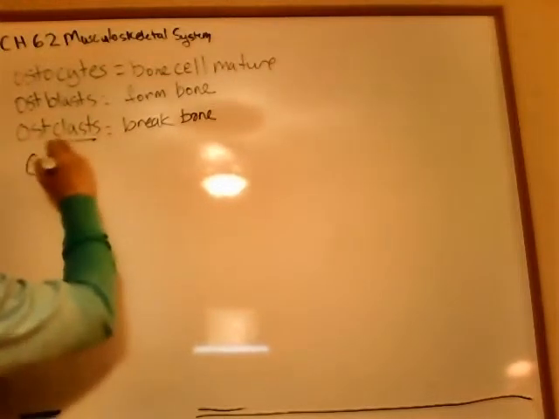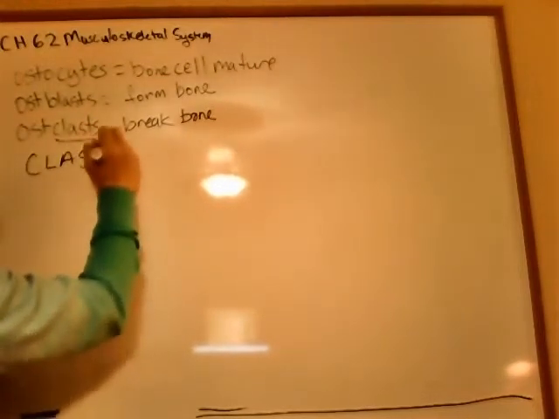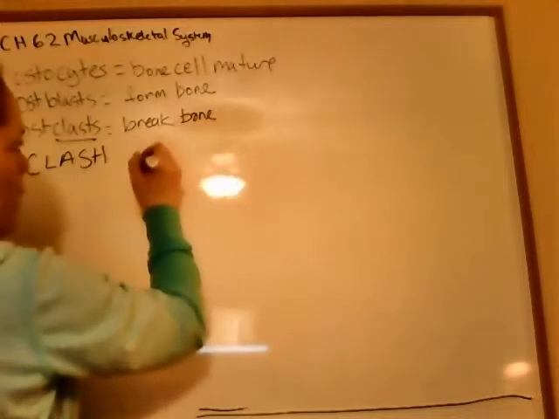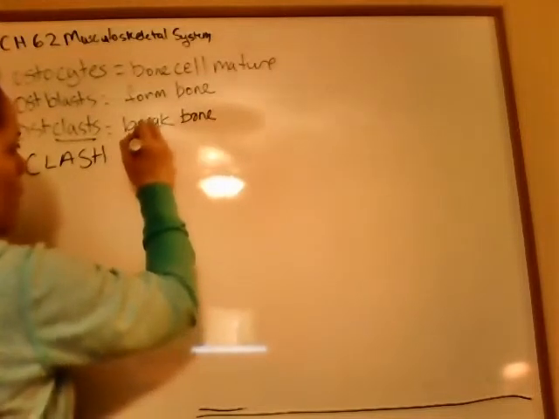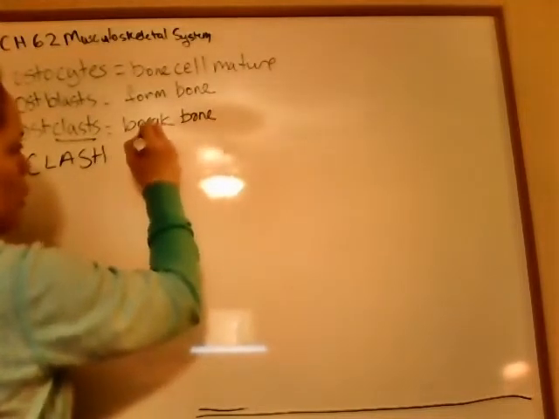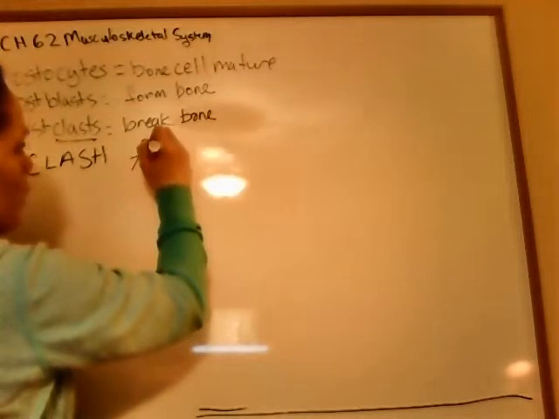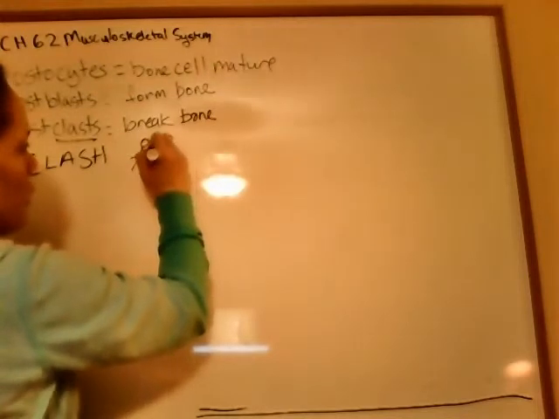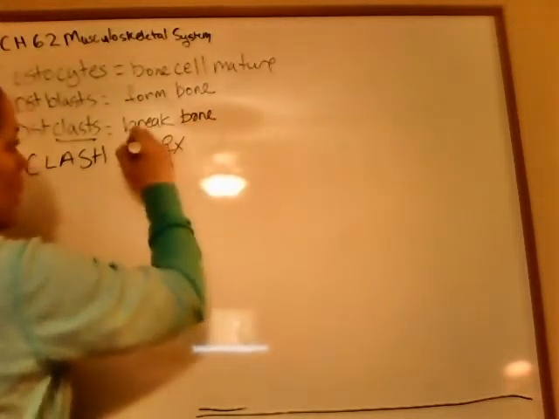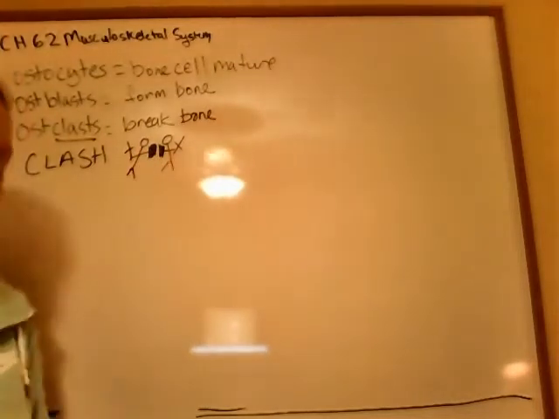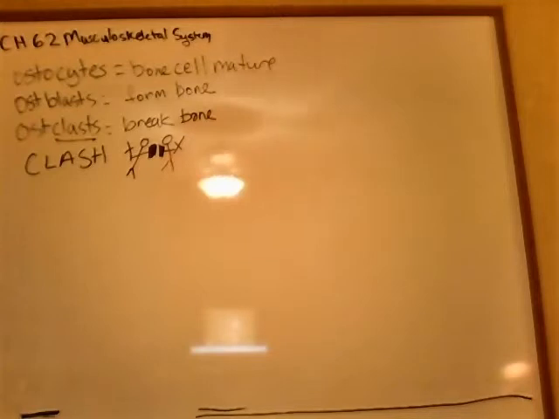So when you think of clast, think of clash. Think about two people clashing together. All right, this is battle. He's got swords. Two people clashing together, that's going to break down bone. So osteoclasts break down bone.